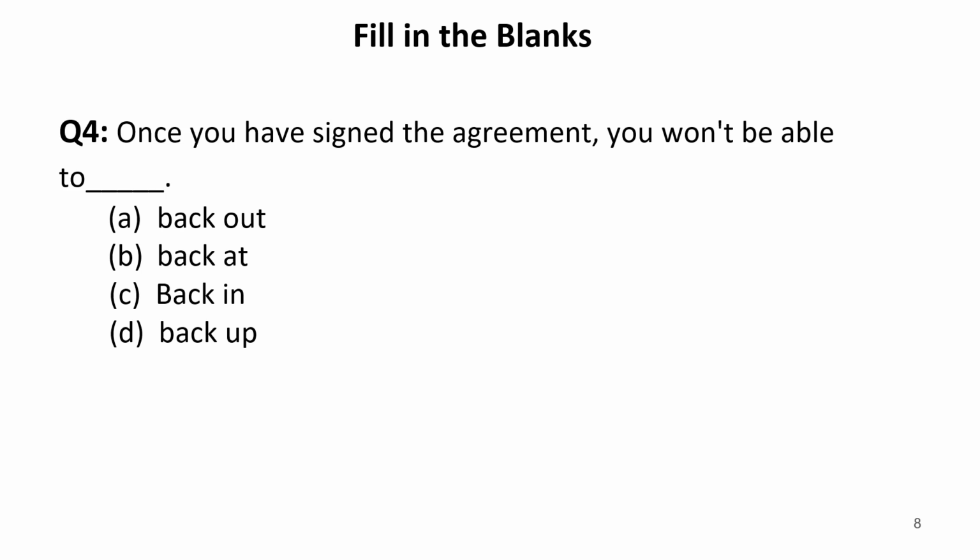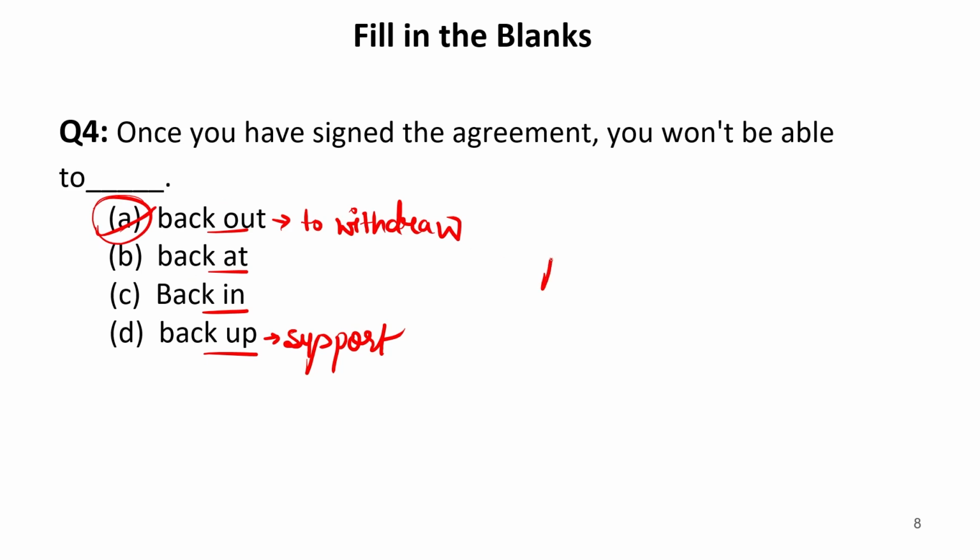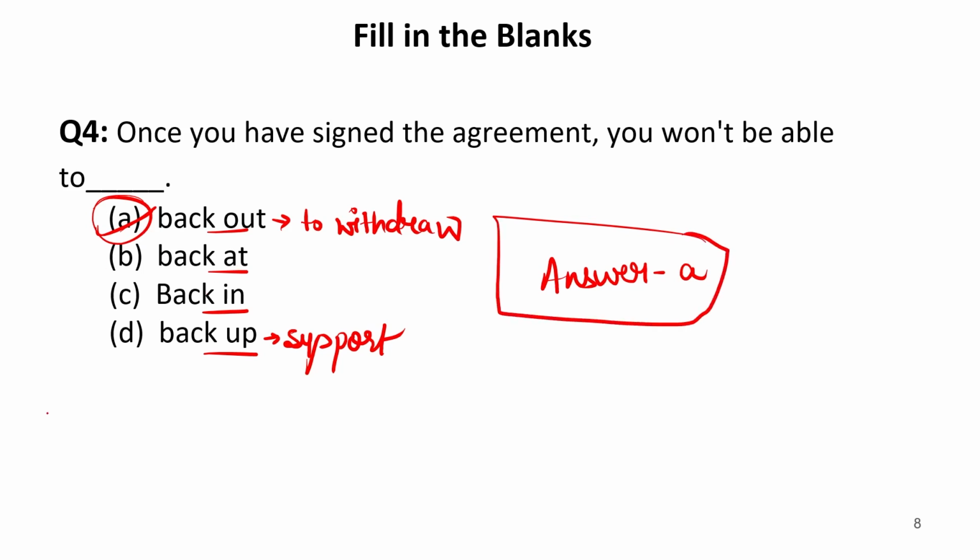So now let us see the options: back out, back at, back in, back up. Back up means support of someone. Now back out means to withdraw. So in this sentence, this option is suitable. So A is absolutely the correct answer. Now for the other options like back at and back in, these are not phrasal verbs or prepositional phrases. This is just a written format. So the correct answer is A.